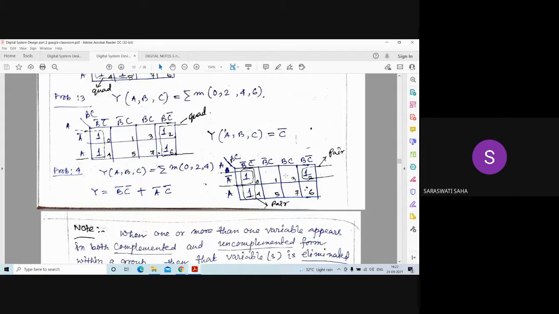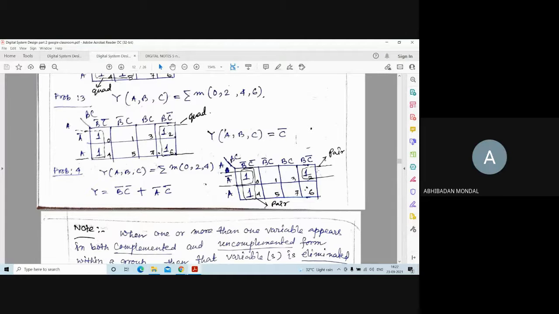So how can we solve this kind of map? If there are 2 adjacent cells containing 1, they will make a pair. Is it clear? Yes, ma'am. So how many pairs are there? If we take this 2, 1, it is a pair. Then if we take 1 and this 1, another pair will be there. So how many pairs can we form here?